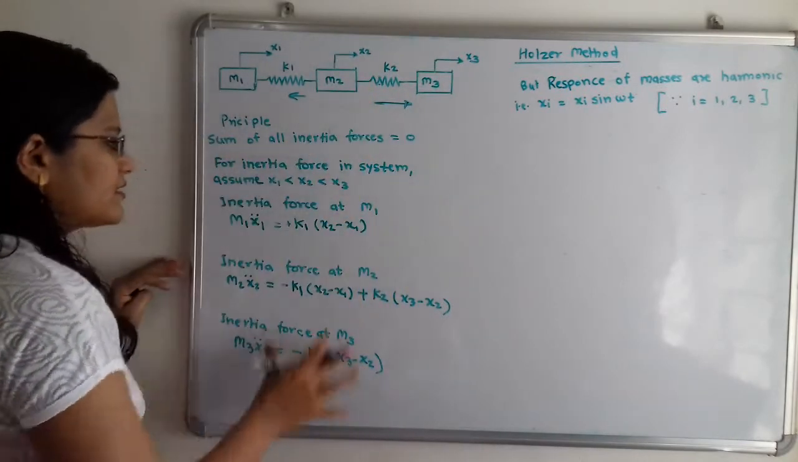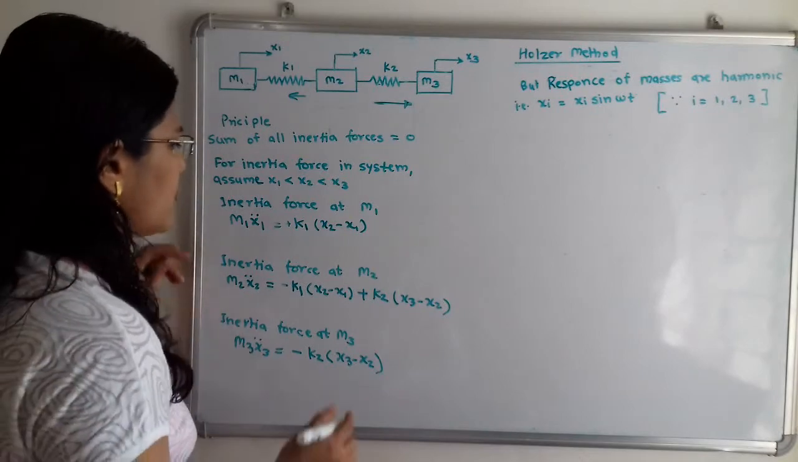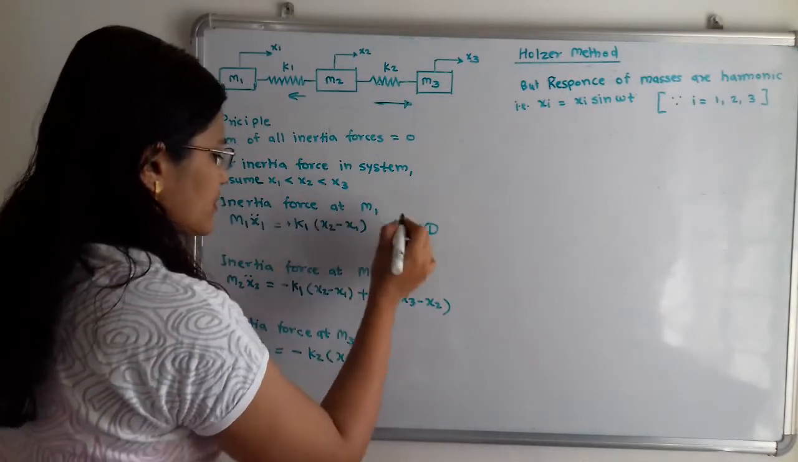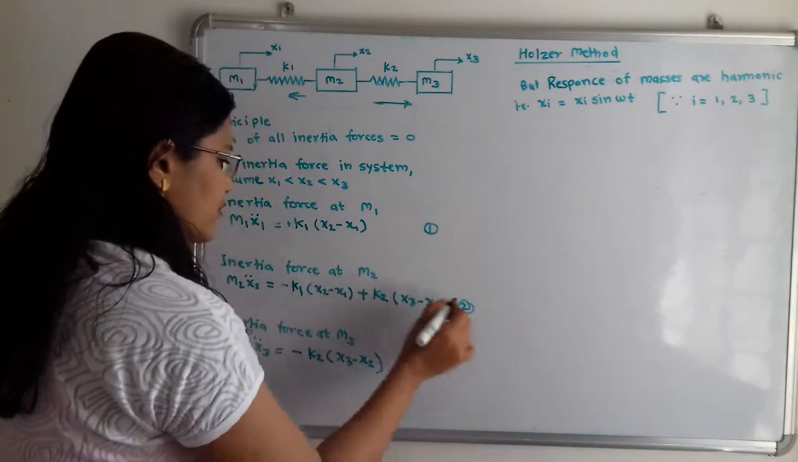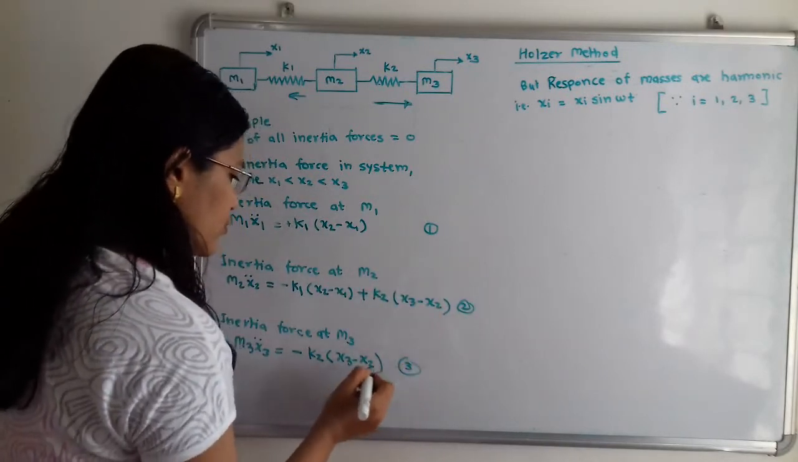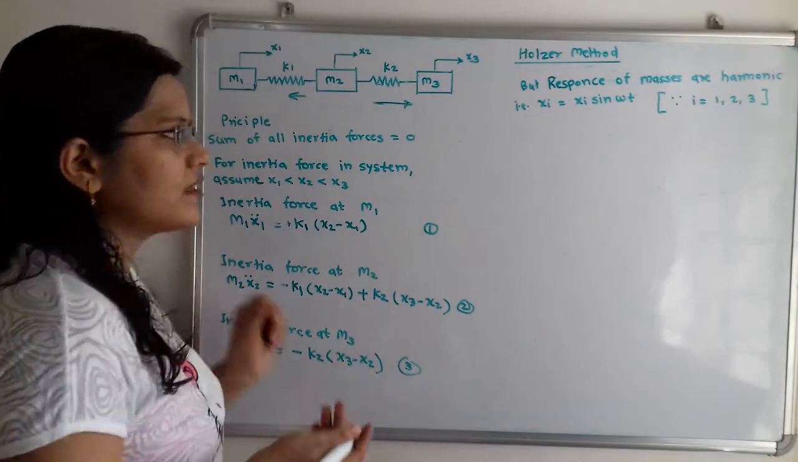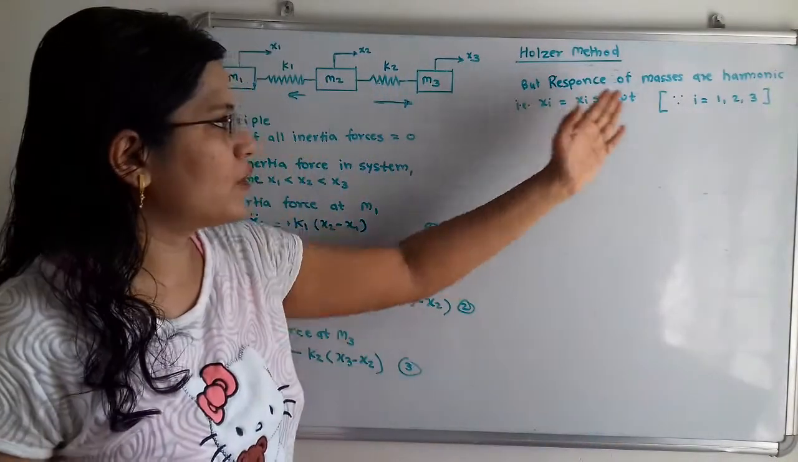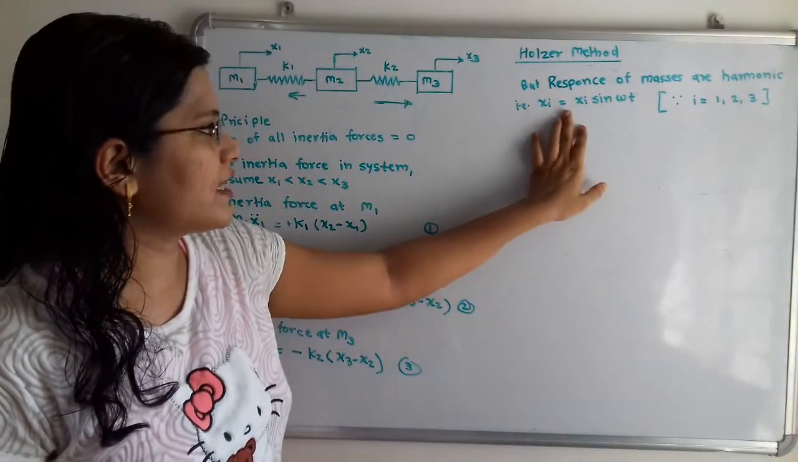So in this way these are our equations. We will say here this is equation number 1, that is for the inertia force at mass m1. For mass m2 we will say here equation number 2, and for mass m3 we will say here equation number 3.